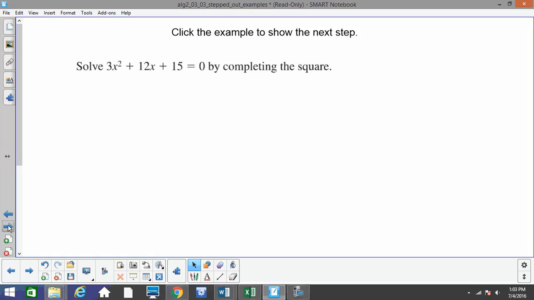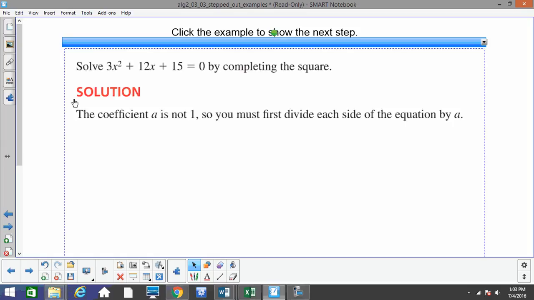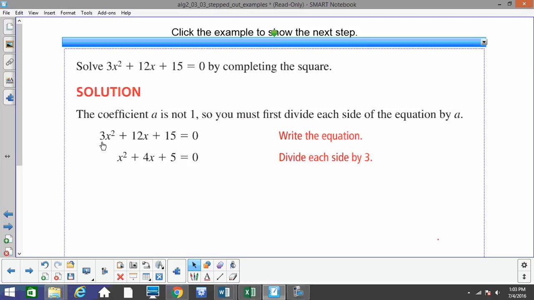All right, let's do another one. This one is tricky because the coefficient a is not 1. So you must first divide each side by a. Pain in the neck, but we can handle it. And it works out because everything comes out nice and neat.